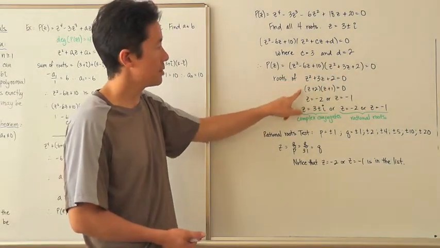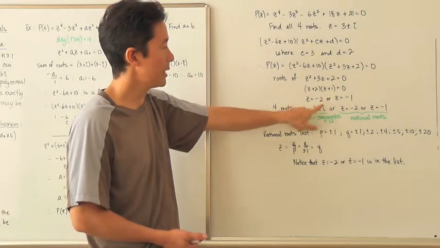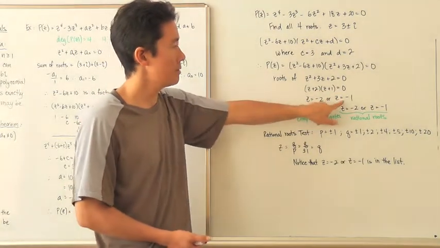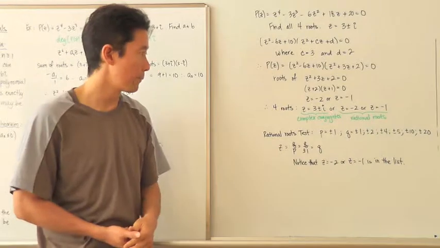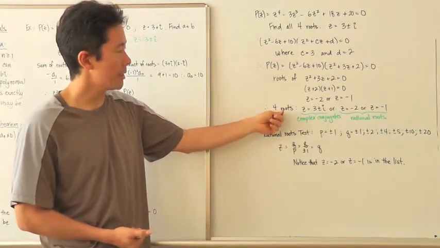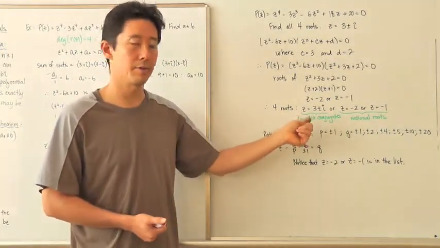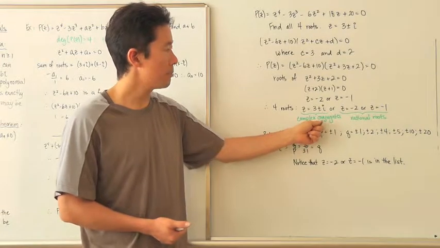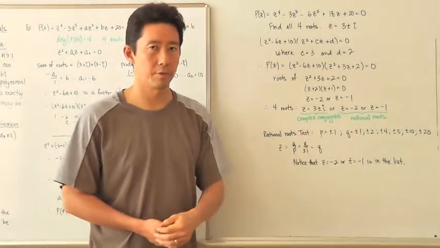If I set that equal to 0 and use the zero product property by factoring, I can come up with z equals negative 2 or z equals negative 1. Notice that the 4 roots we now have, which is consistent with the fundamental theorem of algebra, are 2 complex conjugates and 2 rational roots.